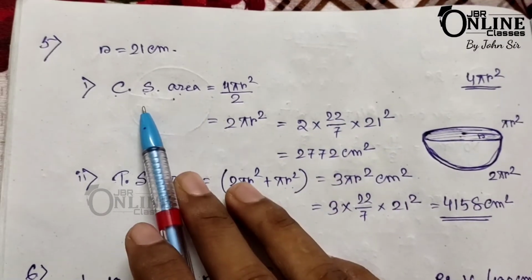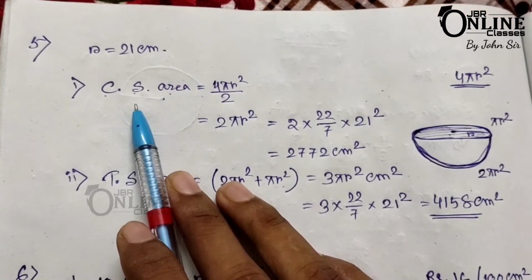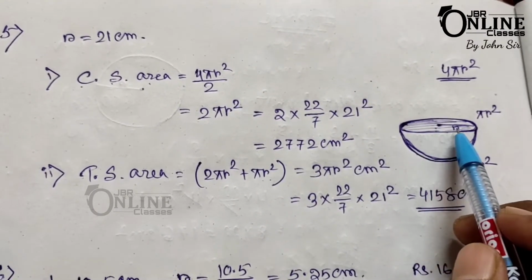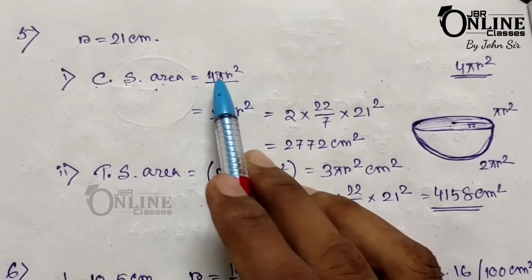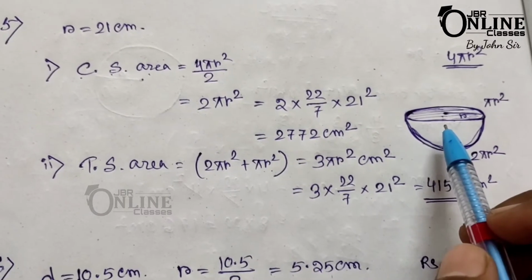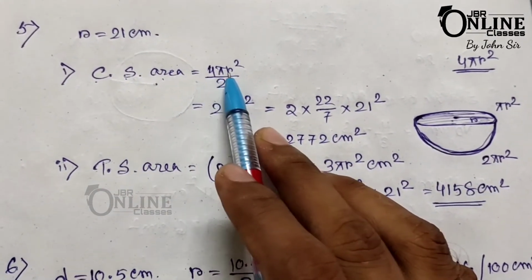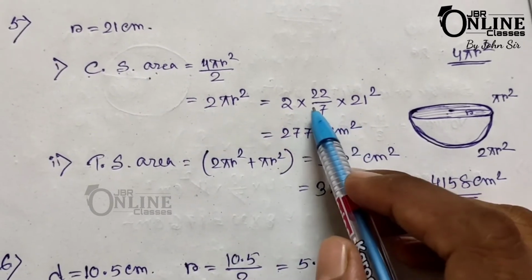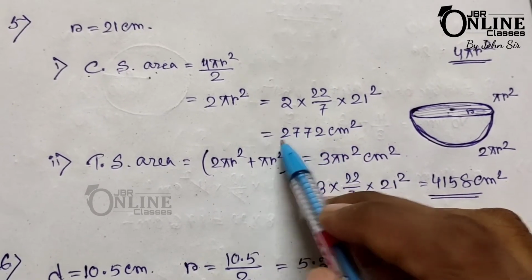Now next one, sum number 5. Find the curved surface area and the total surface area of a hemisphere of radius 21. Suppose this is a hemisphere. Here radius equals 21. First the curved surface area will be 4 pi r square by 2, as the surface area of a total sphere equals 4 pi r square, and the curved surface area of a hemisphere will be half. So 4 pi r square by 2 equals 2 pi r square. Now put in the value of r and you will get 2772 centimeter square as the curved surface area.